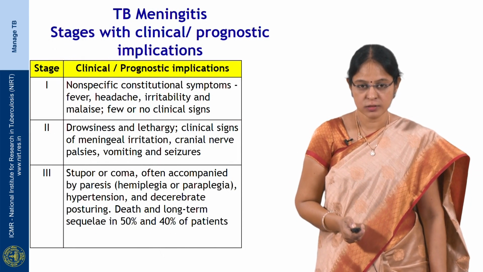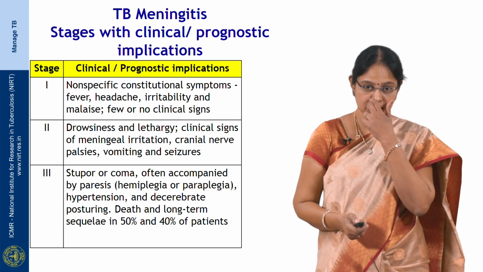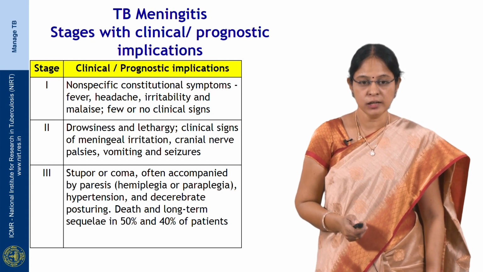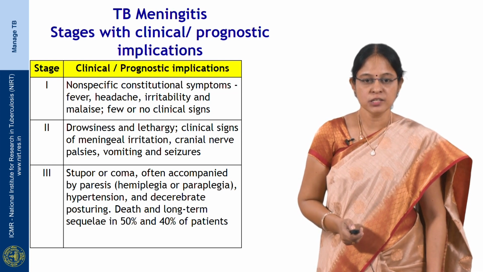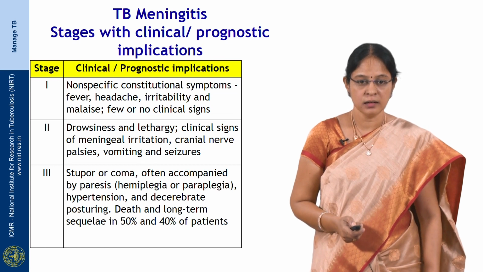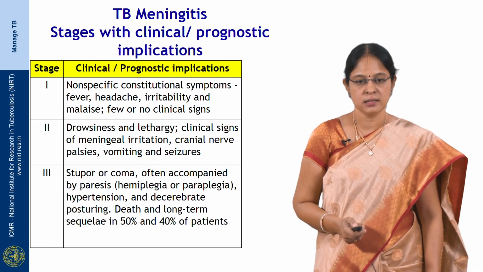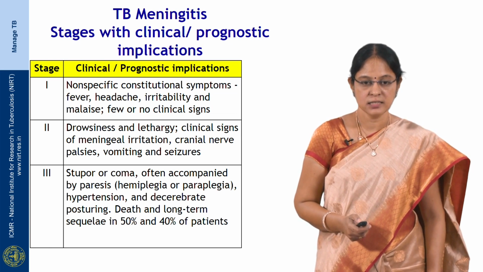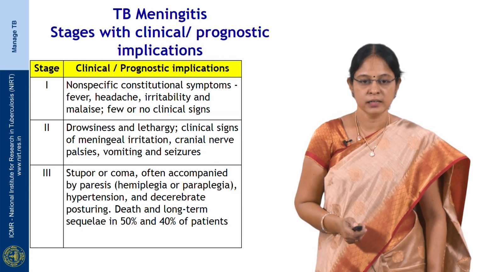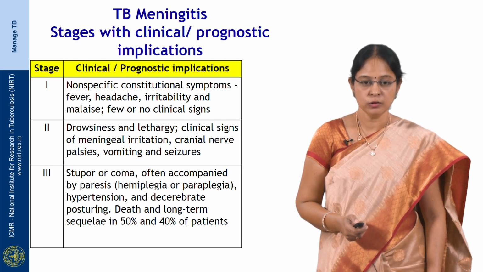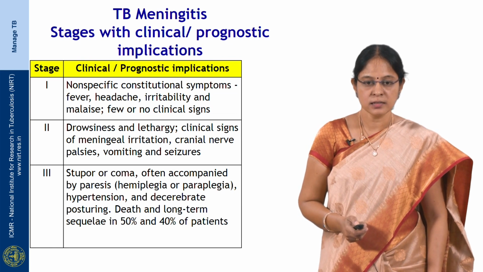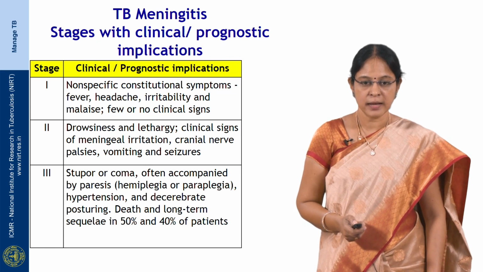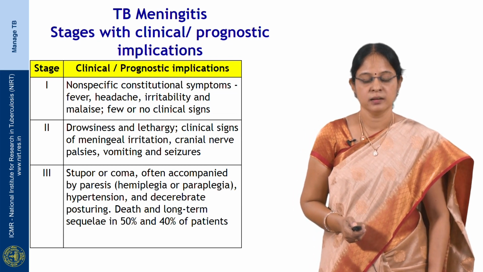The British Medical Research Council had developed a method for staging TB meningitis. Stage 1 describes the early non-specific signs and symptoms, which include fever, headache, irritability and malaise, with few or no clinical signs. Stage 2 describes neurological disturbances without coma or delirium, but with few minor neurological deficits including drowsiness, lethargy, clinical signs of meningeal irritation, cranial nerve palsies, vomiting and seizures.